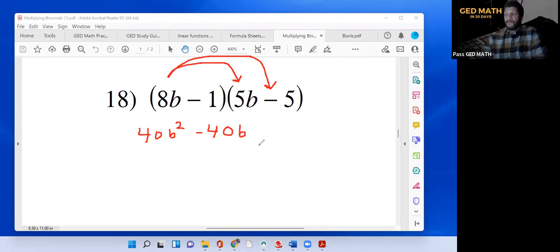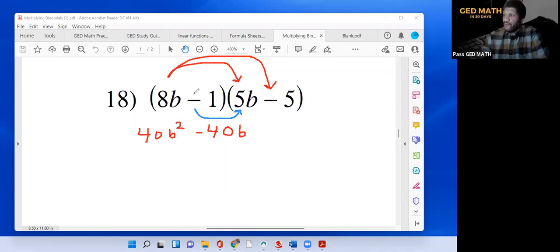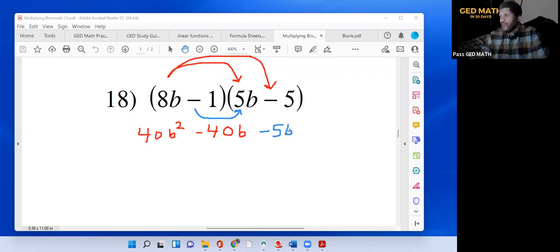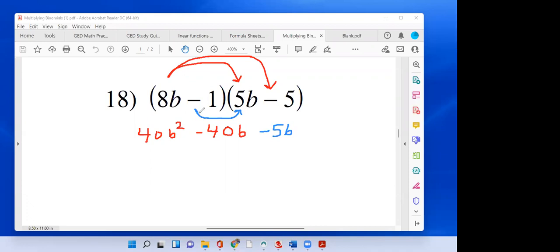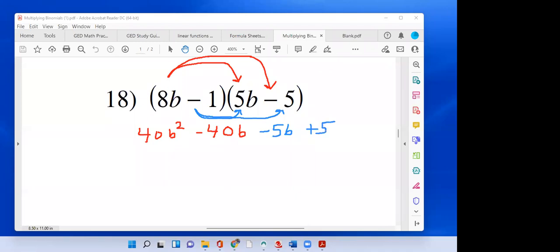So negative 40B. What do I have to multiply now? Negative one times 5B. What is negative one times 5? That'll be a negative 5B. Negative 5, and bring that B along with you. Negative 5B. And what's the last thing we need to multiply? Negative one times negative 5. When you multiply two negatives, the answer is always what? Positive. And what's one times 5? 5. Do we have any like terms?